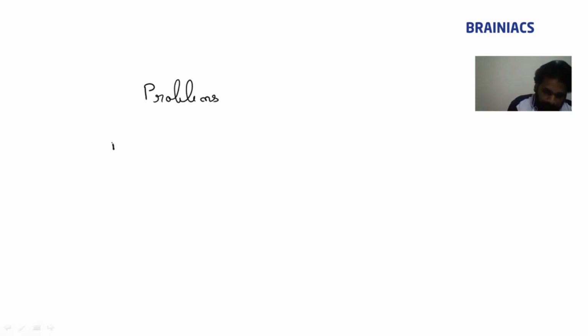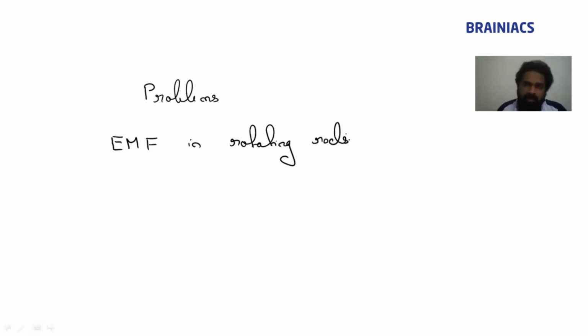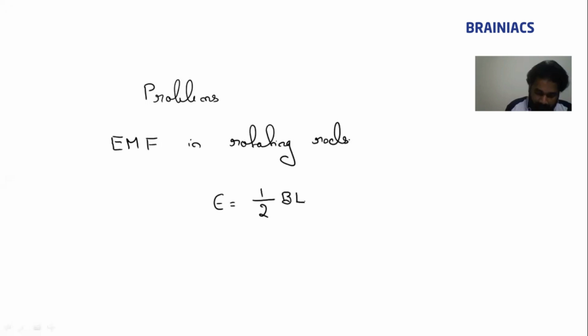So EMF in rotating rods. The general formula: EMF is equal to half B omega L square, half B omega L square.